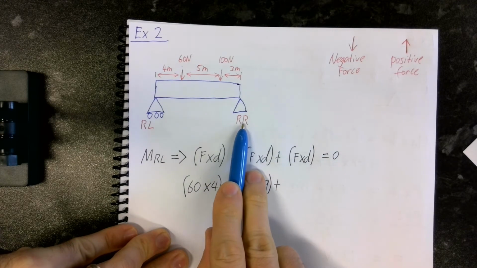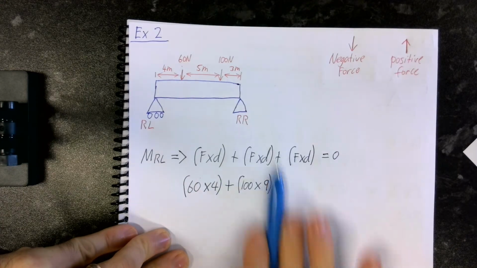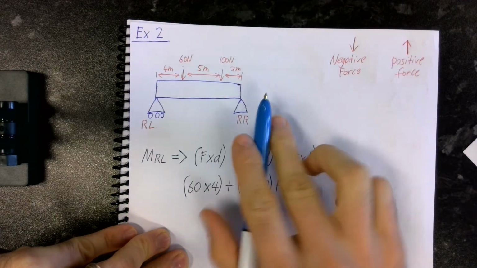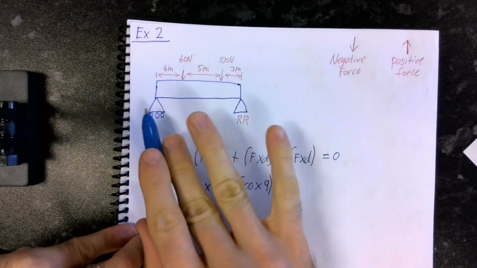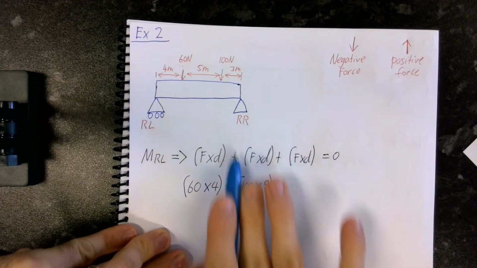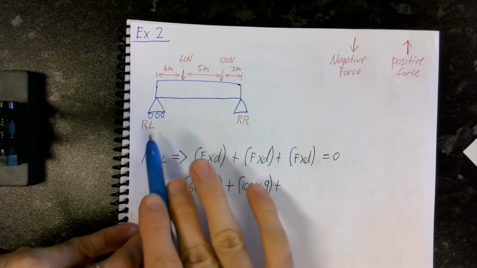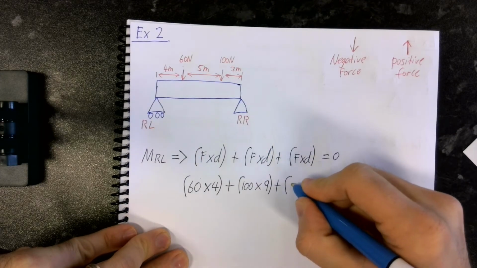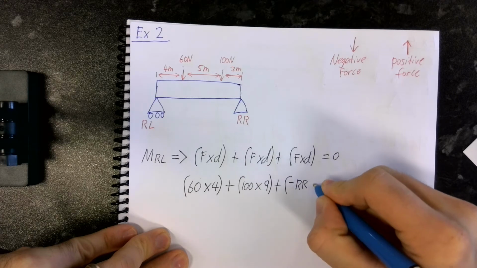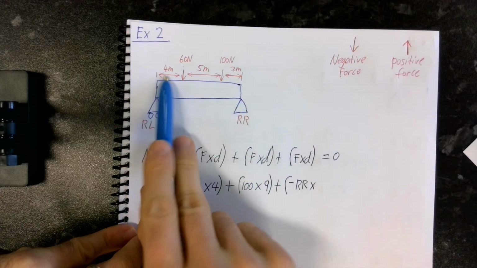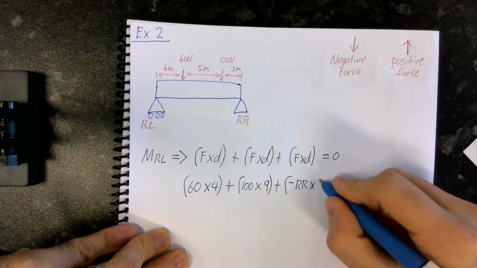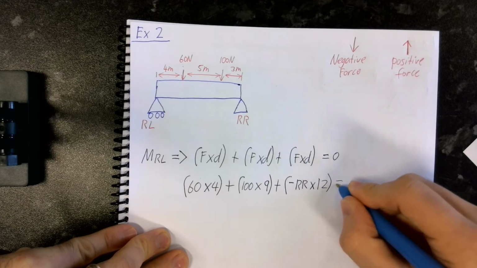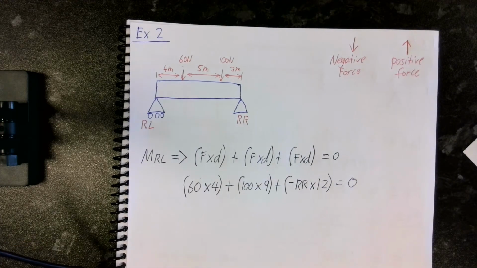And our final force is RR. Now we always presume it's positive, so we always presume that that force is pushing up. Okay, now we don't know yet, but we always presume it's going to be pushing up. So that's pushing up, so that's actually anti-clockwise. So we'd say negative RR multiplied by the distance, so 4 plus 5 plus 3 is 12. Okay, and we're going to say that's still equal to 0. So, that would be our formula right there, and that's our working.